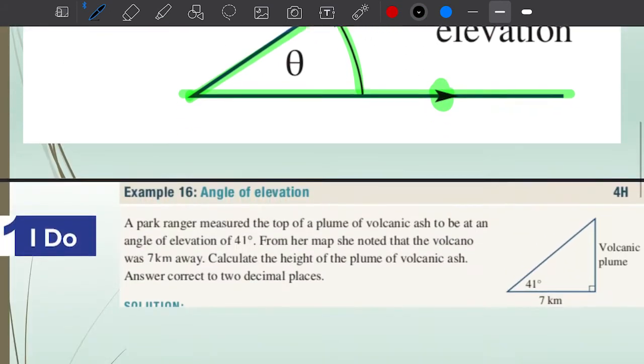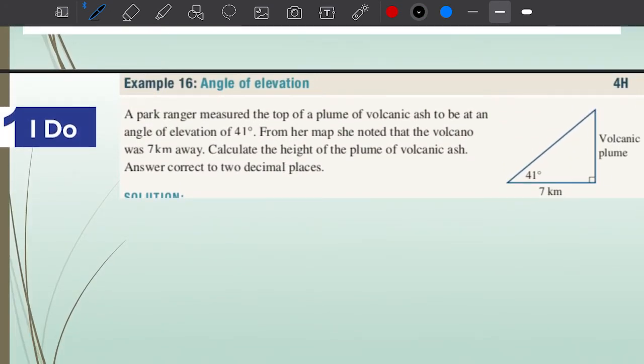All right, let's jump into an example. I'm going to do this one. I don't want you guys to worry about writing anything down. Just watch what I'm doing. So a park ranger measured that when she looked up from the ground at the top of a volcanic plume, the angle was 41 degrees. She looks at a map and she realizes that she's 7 kilometers away from the base of the volcano. She wants to calculate the height of the plume. So we need an h over here that we're going to find.